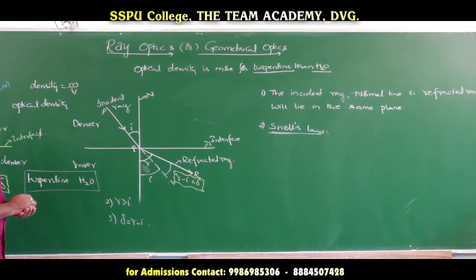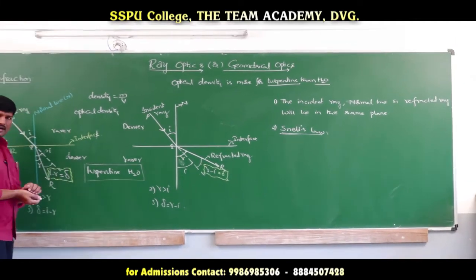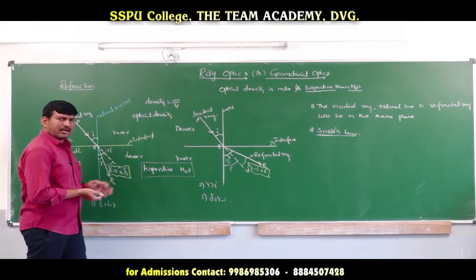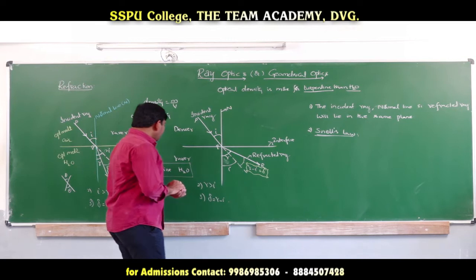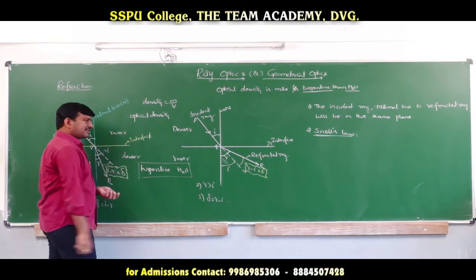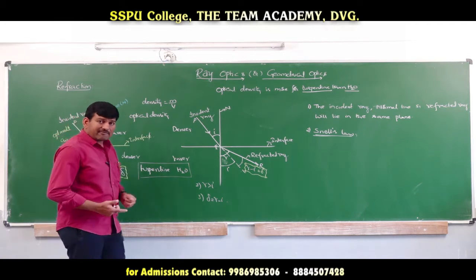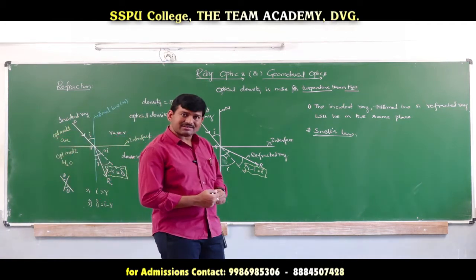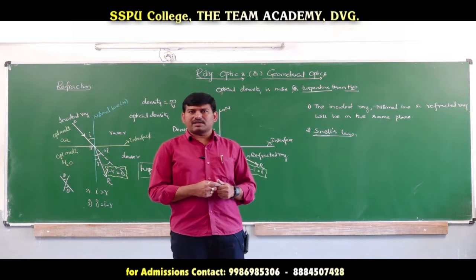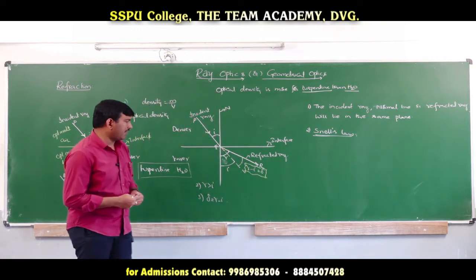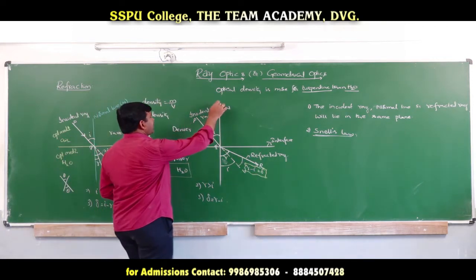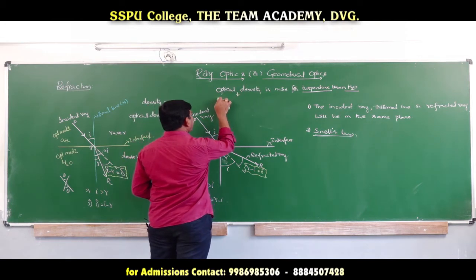Snell's law states that if you consider a pair of optical media, I will write that first now here. And here I talked about the optical density. Then how to represent the optical density? Is there any other name for this optical density? Yes, there is another name for optical density, called refractive index. The other name for optical density is refractive index.